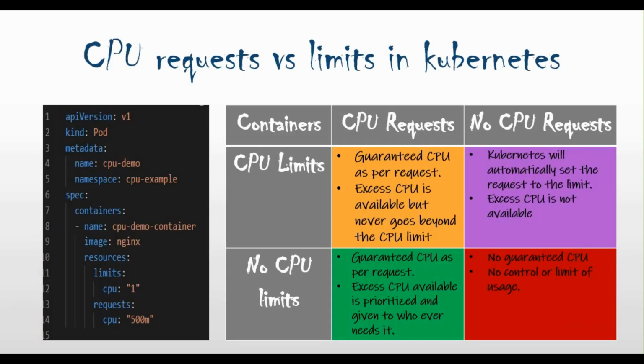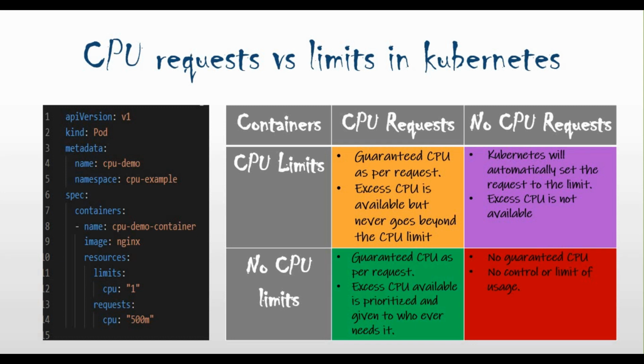Let's talk about this configuration. This is a sample configuration where I have put the resources. In the resources I have two options, one is limit and one is request. Under requests, you can see CPU 500 milli CPUs, or it can be put as 0.5, and the limit is 1. So this container will definitely get 500 milli CPUs, and it can go maximum up to 1 CPU.